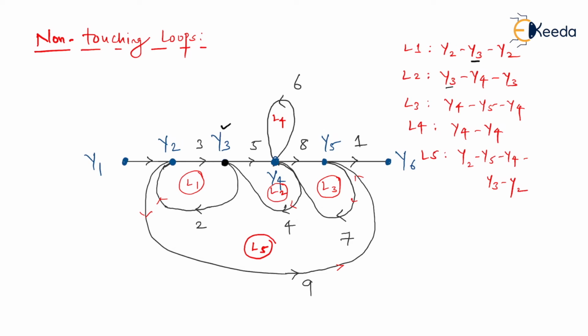So I'll try to compare L1 with L3 now. In L1 and L3, as you can see, L1 consists of y2, y3, y2, but L3 consists of y4, y5, y4. It means it is not involving a common node. So there is no common node between L1 and L3. I would say L1, L3 are two non-touching loops. So in this non-touching loop analysis, I got a first pair, that is L1, L3. I would declare L1, L3 as two non-touching loops.